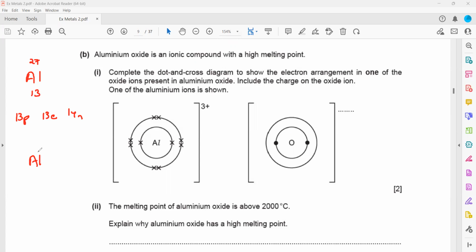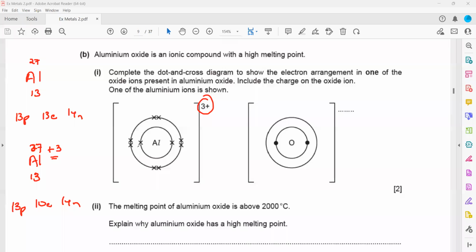But if we have an aluminum ion, it is plus 3, or 3 plus. So it will have 13 protons. How many electrons will be there? Because plus 3 means more protons than electrons. How many electrons? 10. So it will have 10 electrons and 14 neutrons.